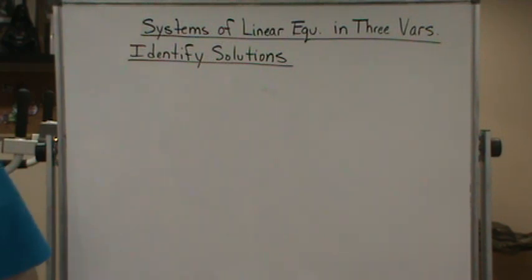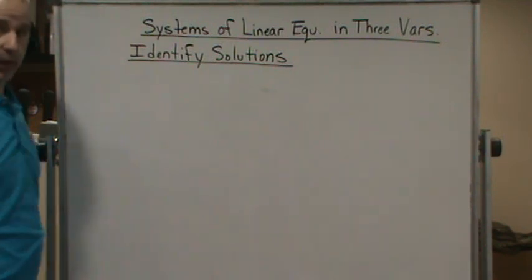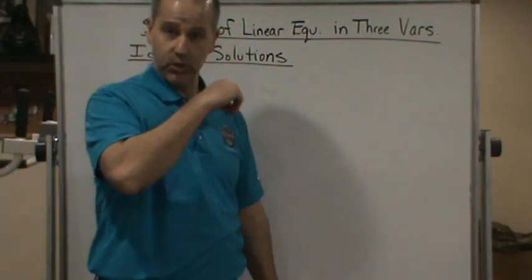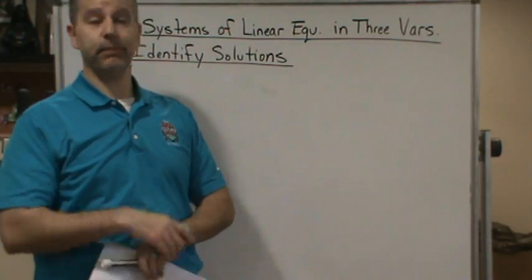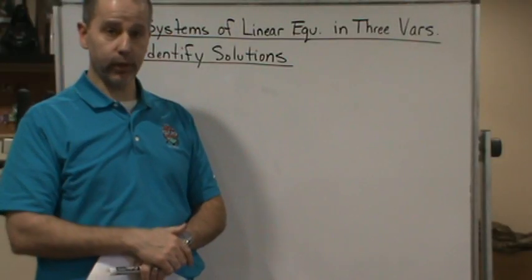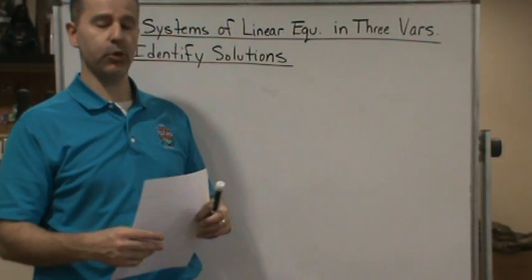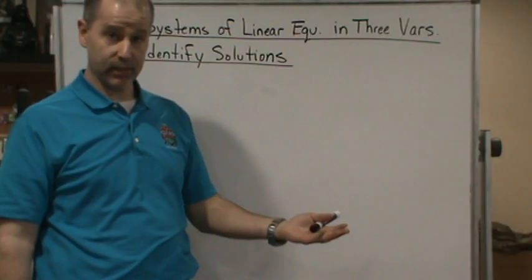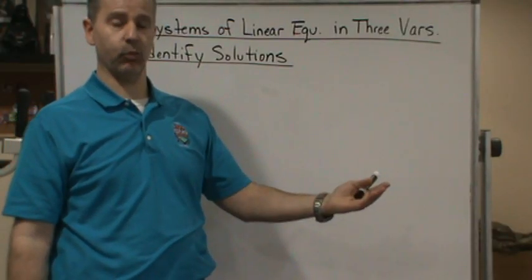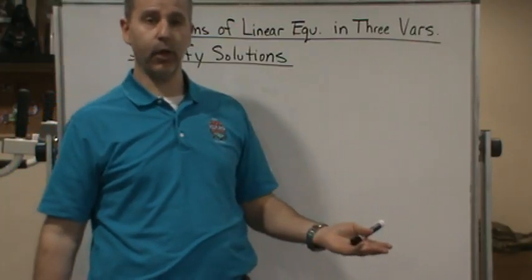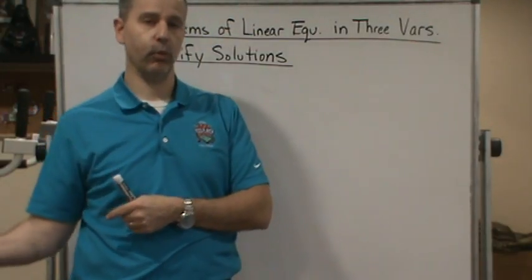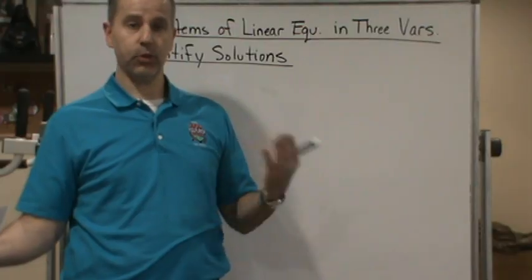All right, so now we're going to start talking about systems of equations, linear equations in three variables. So basically three equations with three unknowns. And now we're going to use the same techniques, but expand what we've been doing to three equations and three unknowns versus what we were doing before with two equations with two unknowns.